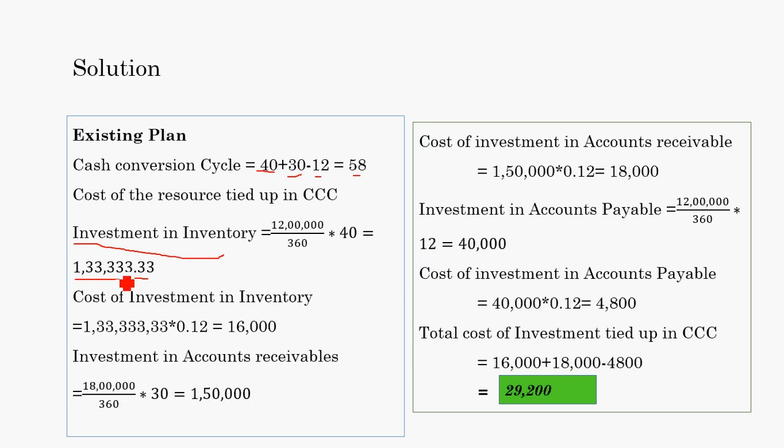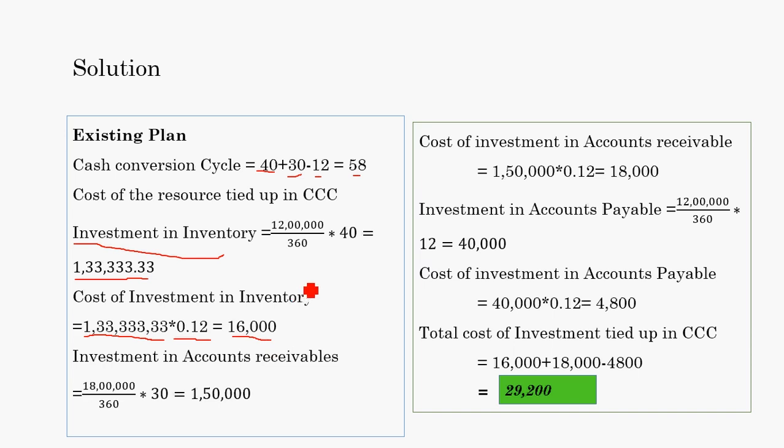Now the cost of this investment in inventory. Since 1,33,333 is being held up, if you need this amount, you have to borrow. Now we are going to look at the cost of this amount which is being held up in inventory. So the value of investment held up in inventory into the cost at which you have to borrow money will give you an answer of 16,000 rupees. So the cost of investment in your inventory is 16,000 rupees.